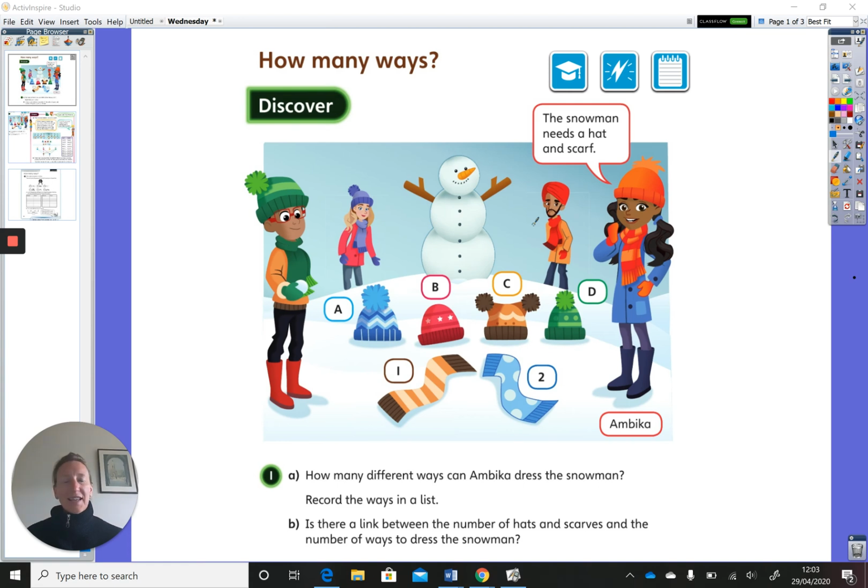Willow class, it's Wednesday morning. I'd forgotten what day of the week it was then. It's Wednesday morning, and this is your next maths lesson. And then we're going to continue to work on division.